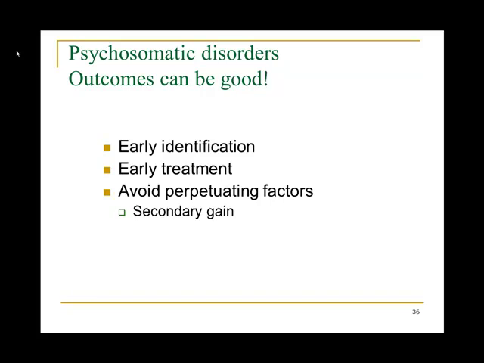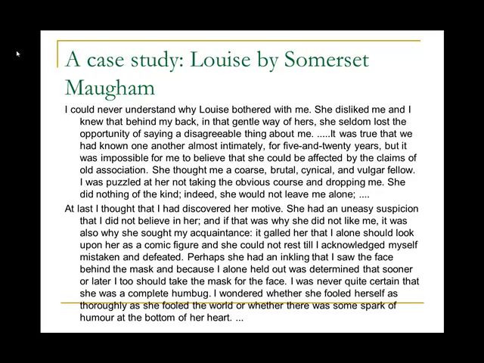It is also important to remember that psychosomatic disorders can have very good outcomes if people are identified early and have active and early treatment and avoid perpetuating factors, and in particular avoid a range of secondary gain. Most people will recover from their somatic symptom disorder. However, not always. This is just a short story about Louise by another British author in the first part of the 20th century, around the same time as Noel Coward. I'll let you read through the short story yourself about a woman called Louise who had a heart condition.